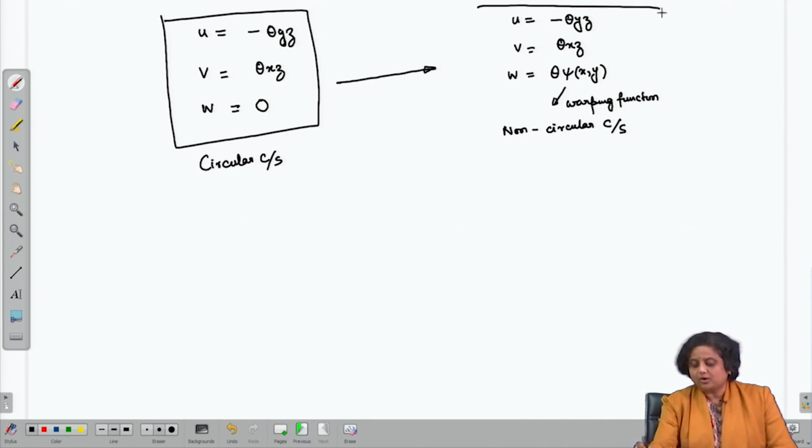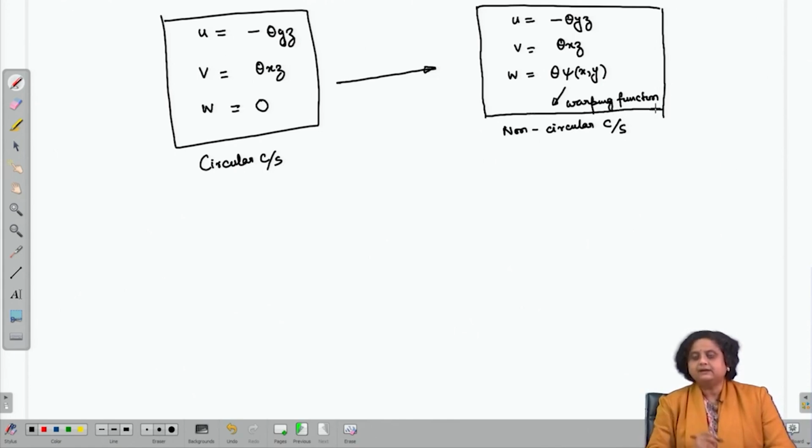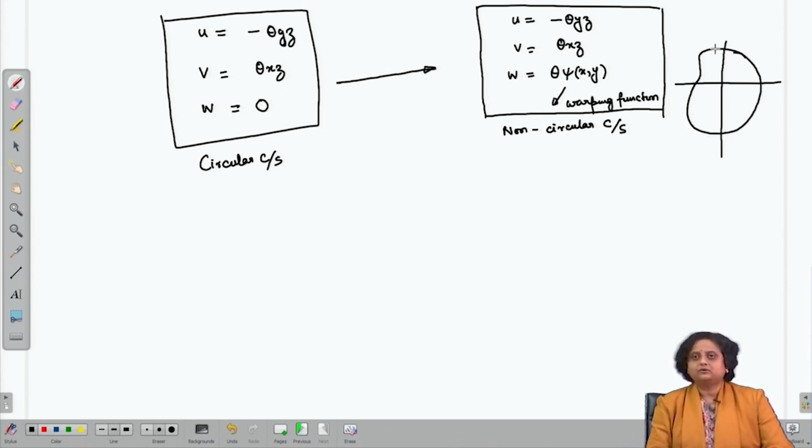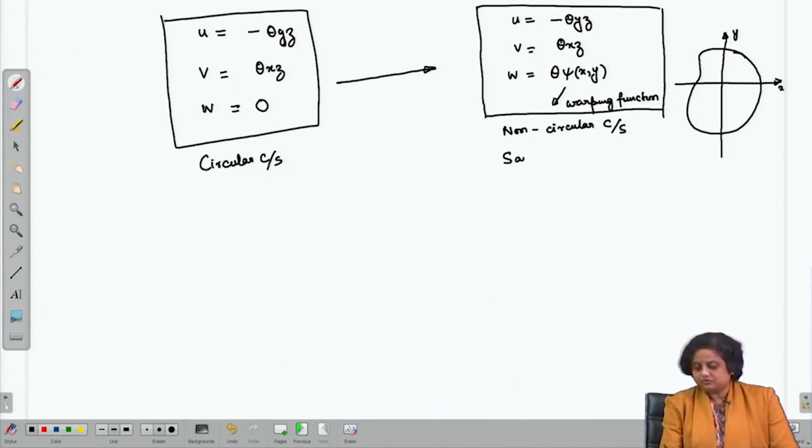So, this was observed experimentally, and from the experiment Saint-Venant gave these displacement functions for a non-circular cross section shaft. If we take any arbitrary non-circular cross section shaft of any arbitrary shape, it could be a rectangle, a square, a triangle, or any arbitrary shape. Let this be the coordinate. Then the displacement field is going to be of this form. This is called Saint-Venant theory of torsion.